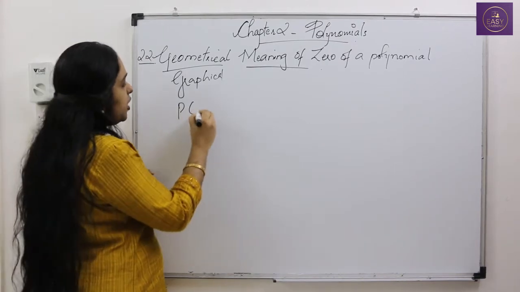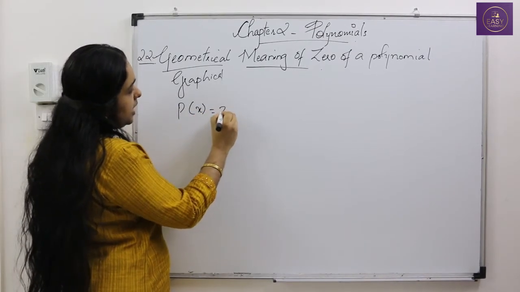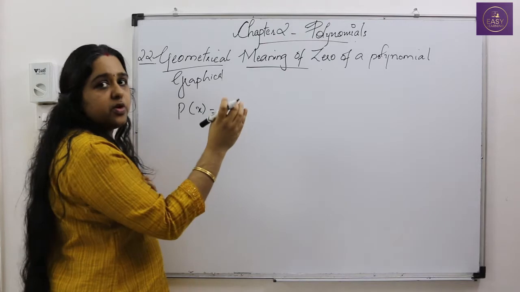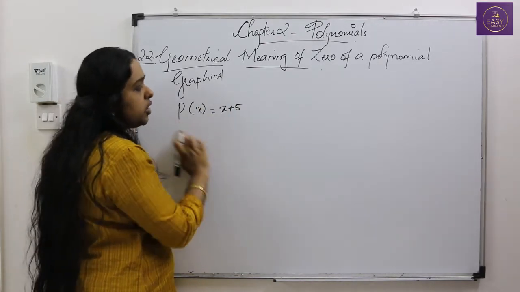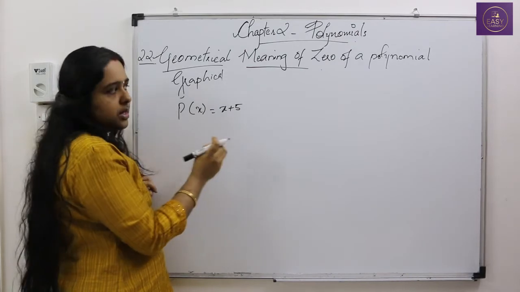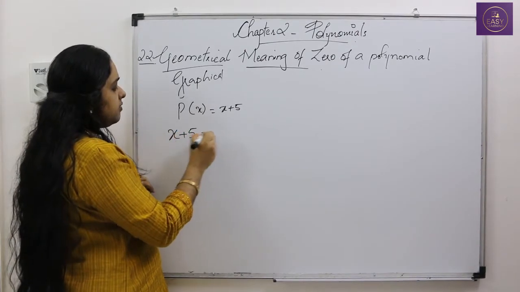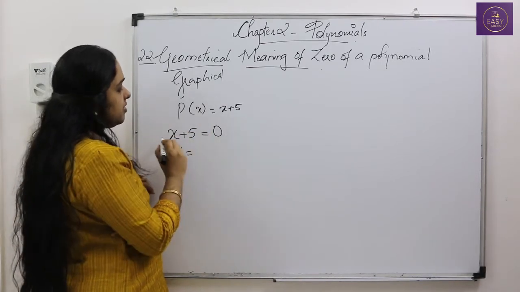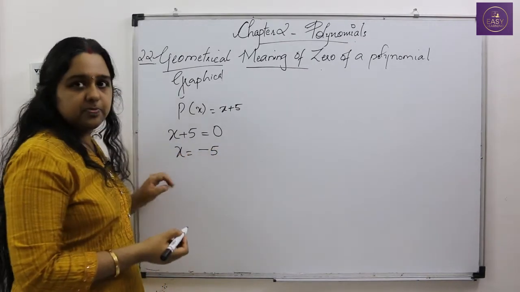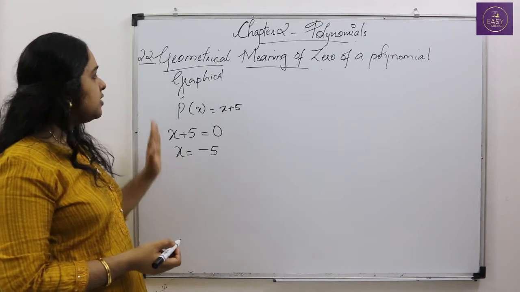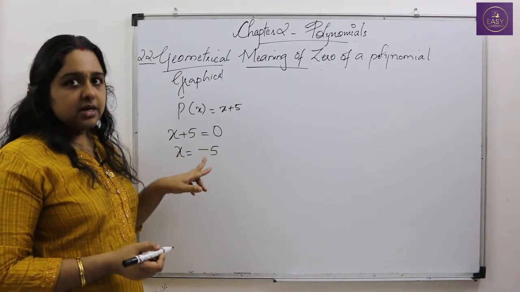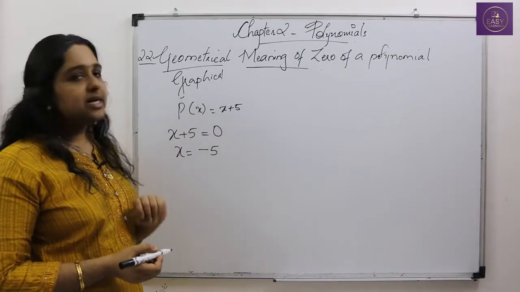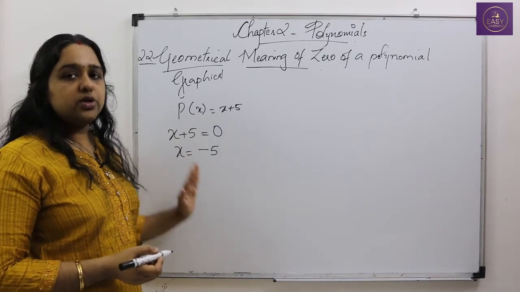Suppose we have a polynomial p of x equals, say, x plus 5. We know what is the 0 of polynomial. 0 of polynomial is the value of x at which this polynomial will become 0. In the algebraic method, first we have to equate it with 0. Then this polynomial will become 0 when x equals minus 5. So we know that 0 of this polynomial is minus 5, by using our algebraic method.